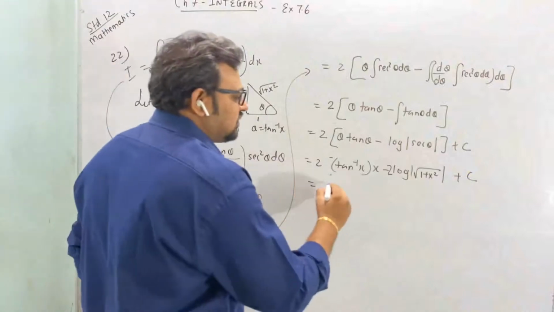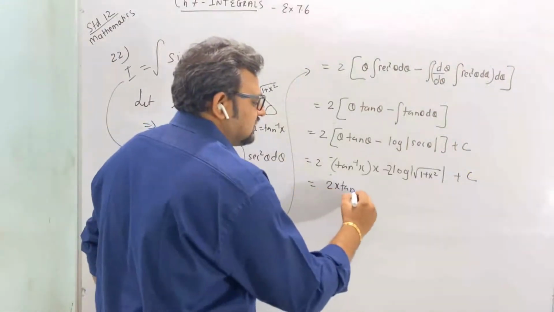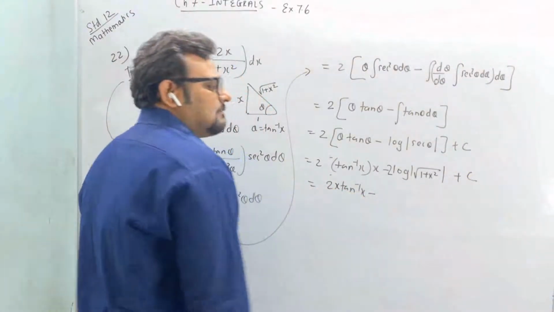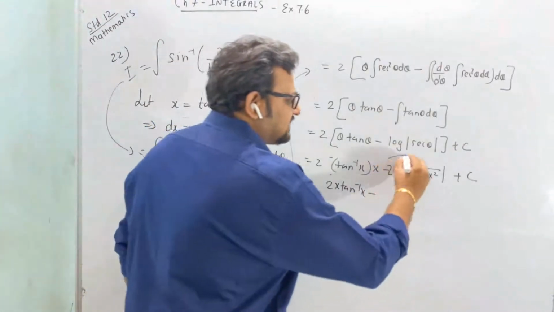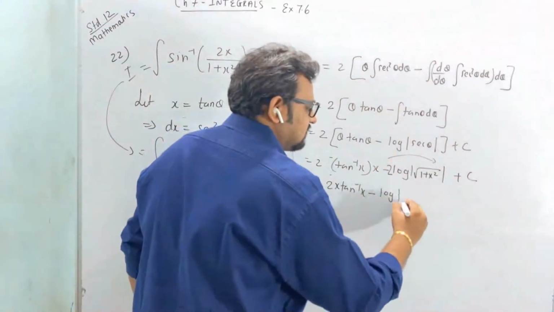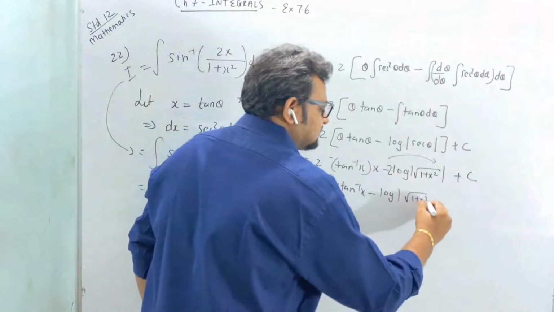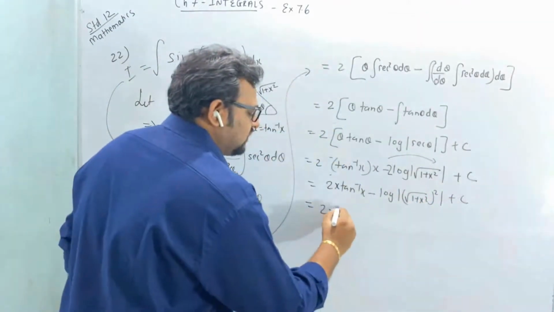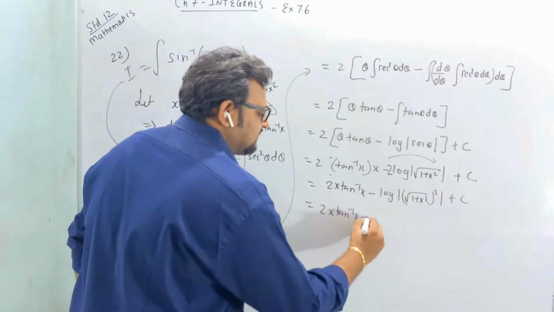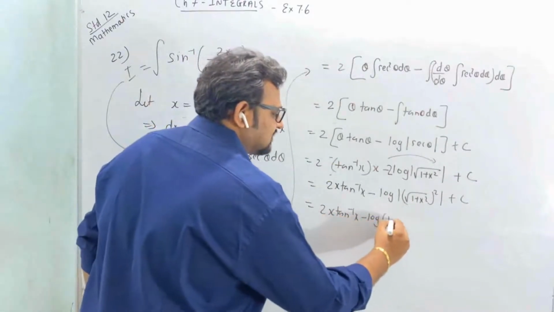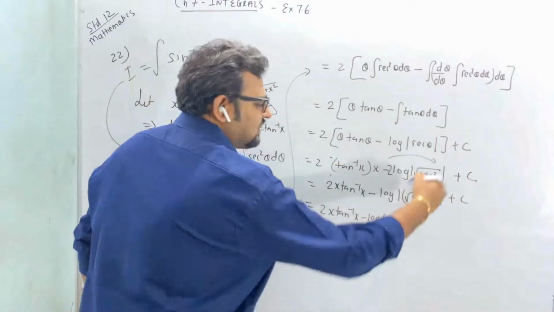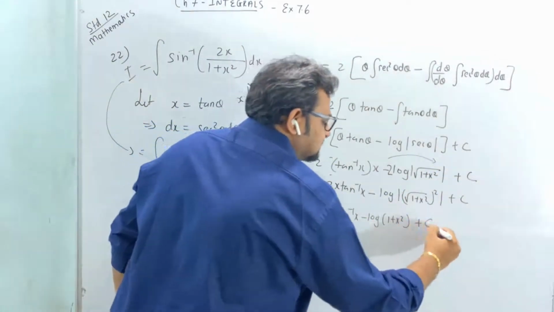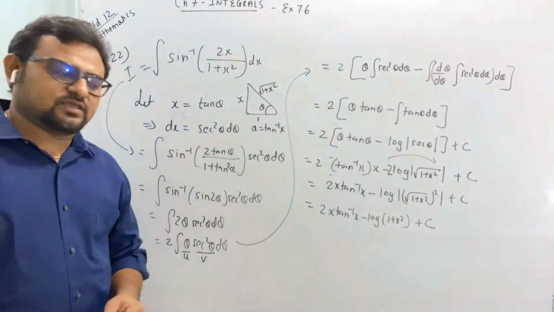So now this will be 2x tan inverse x minus, I will take this in the power, 1 plus x square whole square plus c. So this will be 2x tan inverse x minus log square root, and square will cancel, plus c.